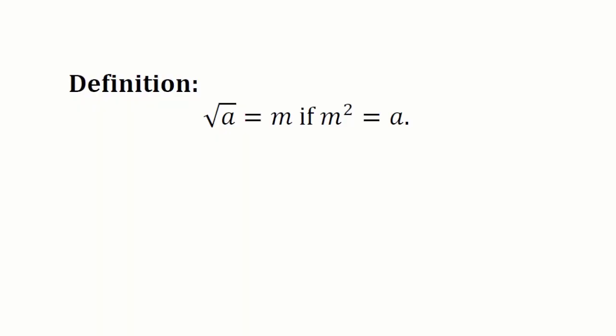Now let's go through a definition of what a square root is. The simplest way of putting it: the square root of any number comes out with a value if the square of that value equals the number. As it says right here, the square root of a equals m if the square of m equals a. That's the simplest way of understanding what a square root is. Let me repeat: the square root of a number equals a value if the square of that value equals the number a from the beginning.